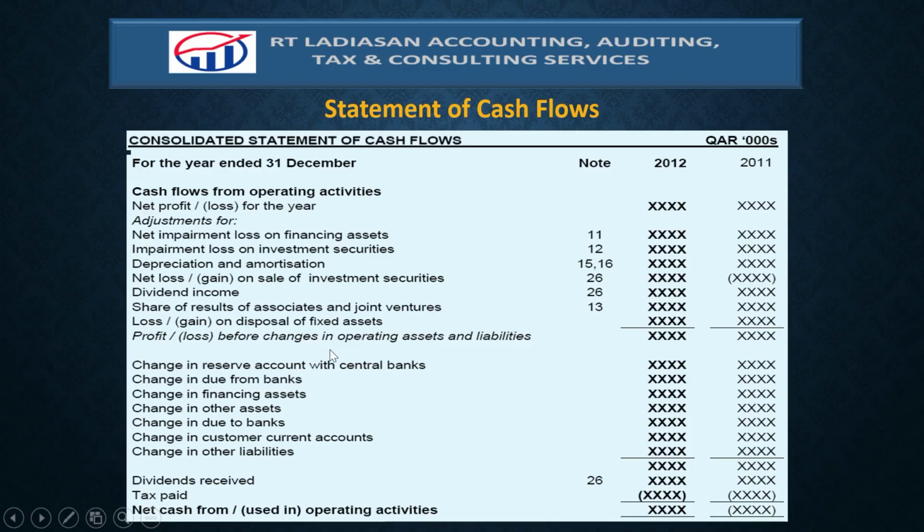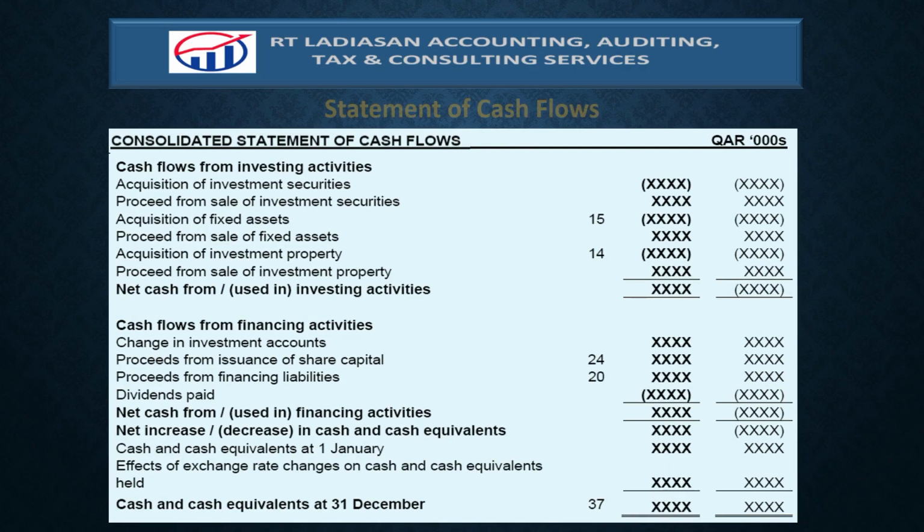Then we need to present also the changes in operating assets and liabilities, the profit or loss before changes in operating assets and liabilities, like the change in reserve account with central banks, change in due from banks, change in financing assets, and others. Usually, certified public accountants and accounting practitioners are really acquainted with the rules in preparing the statement of cash flows using the indirect method. So that is the first one, the presentation of cash flows from operating activities.